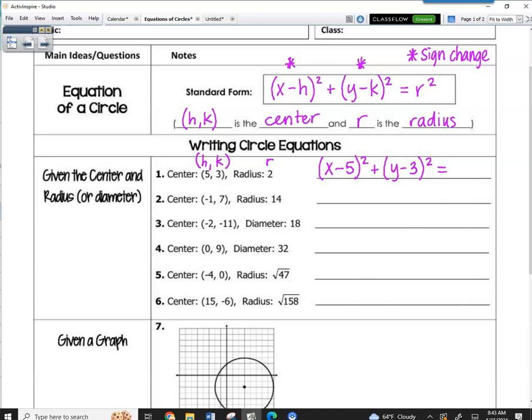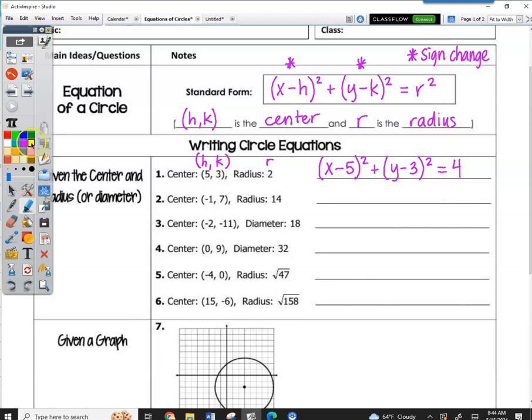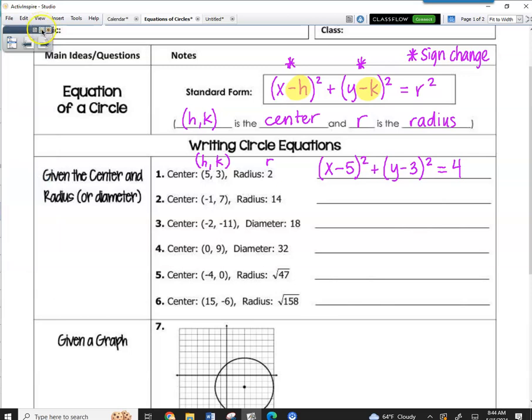What's r? r is 2, and if you square that, it's 4. So that's the equation. I'm also going to use a highlighter to kind of help you just see what I meant by, right here, h and k, they have sign change, both of them. That's the only tricky spot. You try number 2.